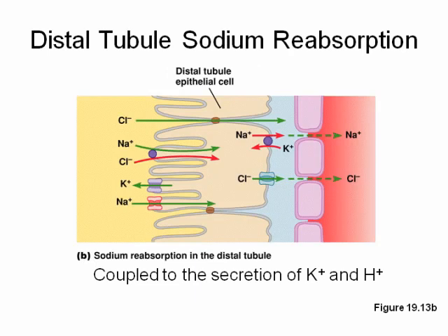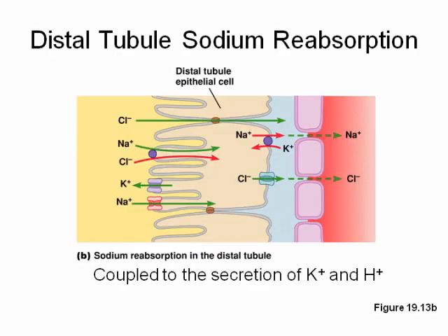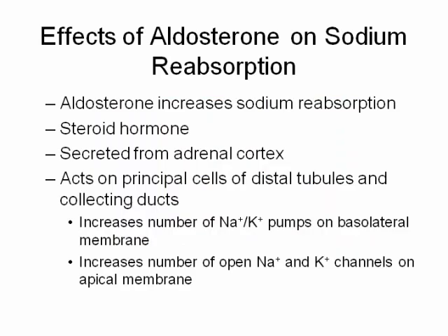So let's go back to this slide. It actually increases this number of pumps and increases the number of open sodium and potassium channels on the apical membrane. Again, it increases the number of open channels for both sodium and potassium. Now, of course, potassium is getting pumped in here, which is going to then move down its concentration gradient, and sodium can move down its concentration gradient, a gradient that was set up again by the same exchanger. So the open state of these channels is increased by aldosterone.